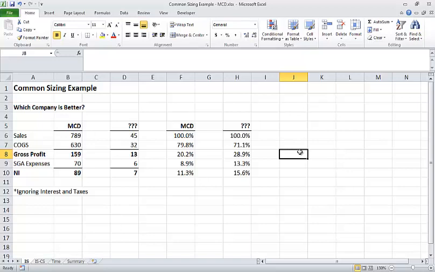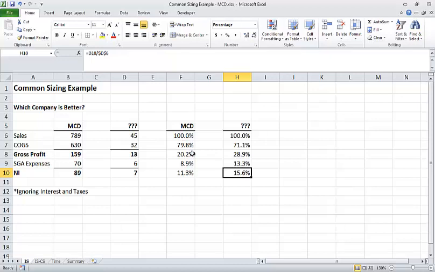Okay, now when we look at it, we've common sized them. We've taken scale out of the equation and are just doing everything as a percentage of sales. And we'll see here that overall, bottom line, Mystery Company earns 15.6% on its sales, where McDonald's only earns 11%. And so based on that, it looks like Mystery Company may be a little bit better. Okay, now not only that, we can see why.